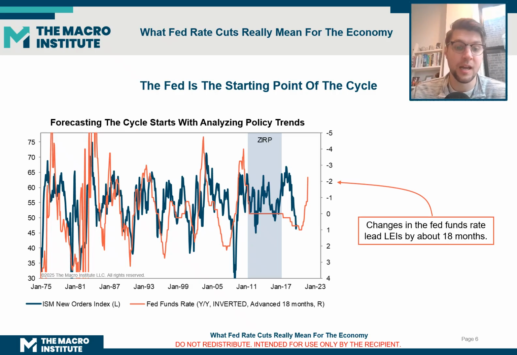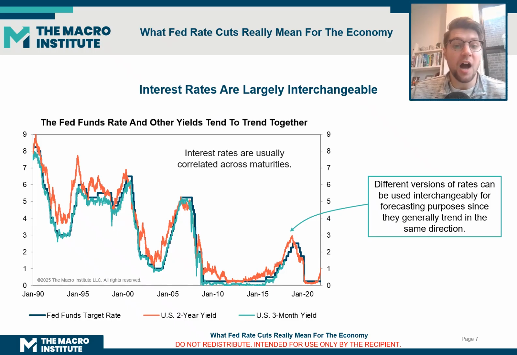Now, the Fed's funds rate and other yields tend to trend together. So interest rates are usually correlated across maturities. Different versions of rates can be used interchangeably for forecasting purposes since they generally trend in the same direction. So you don't need to use the federal funds rate, right? These interest rates will fluctuate, as you can see from this line.